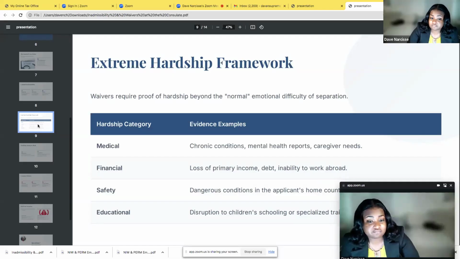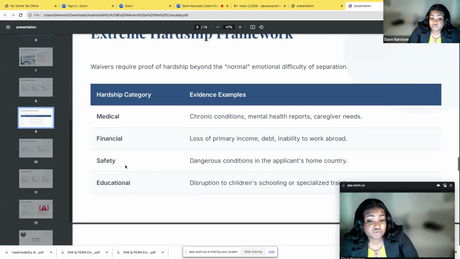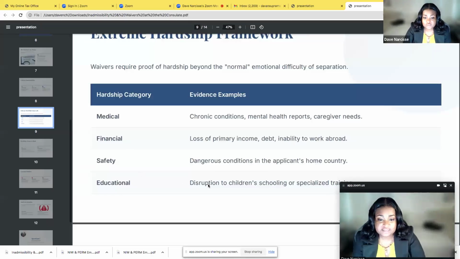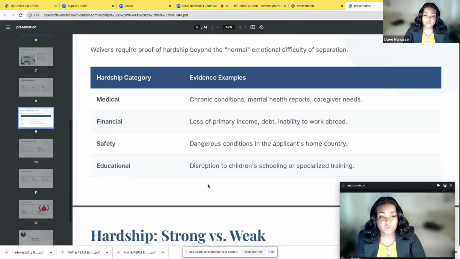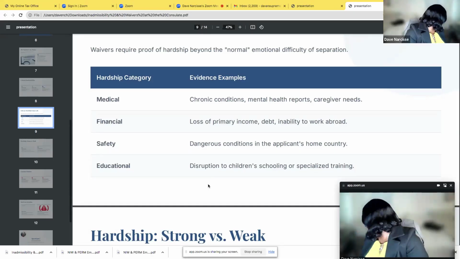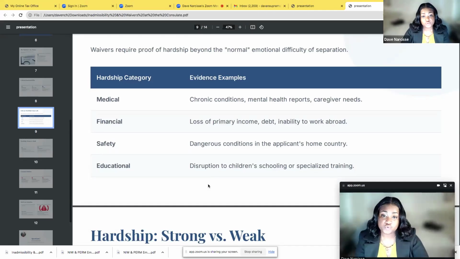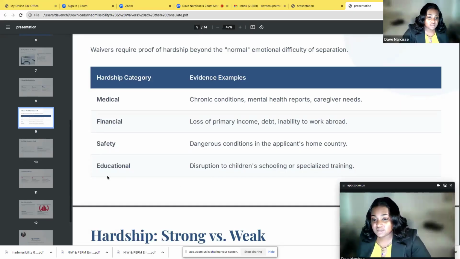Safety: dangerous conditions in the applicant's home country. Educational: disruptions to children's schooling or special training. Let's say you have a family, and if you leave, they're going to go through all the things I just said. You need to file a waiver because of that. The first one is medical, the second is financial, and the third is safety and educational.